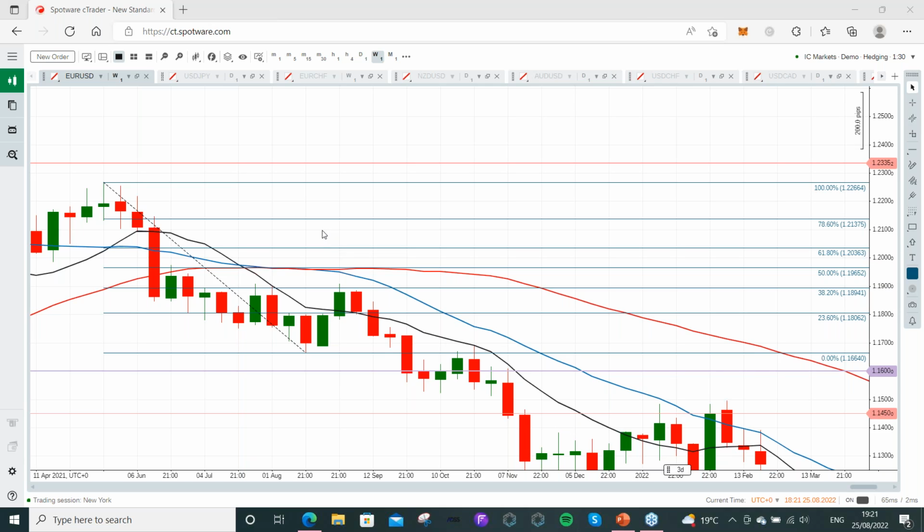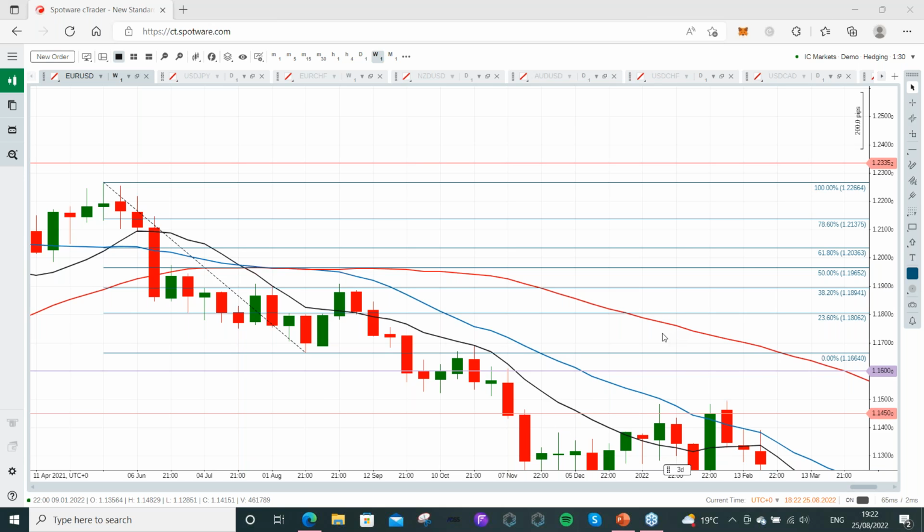Ben has asked about the periods of my moving averages that I'm using. So I'm using exponential moving averages, and the black one at the bottom is the 10 moving average. The blue one is the 20 moving average. The red one is the 50 moving average, and they are exponential moving averages.